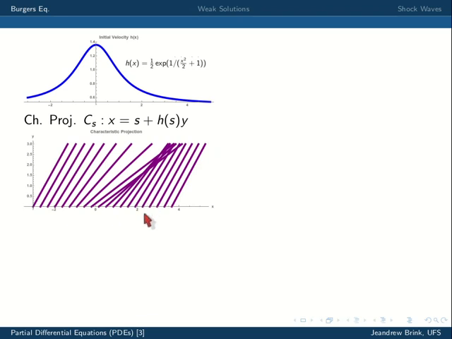The problem over there is that you have several lines that are lying on top of each other, and this is where the single valuedness of the solution fails, and in some physical cases the solution actually breaks down, and then you've got to choose what solution you're going to have.